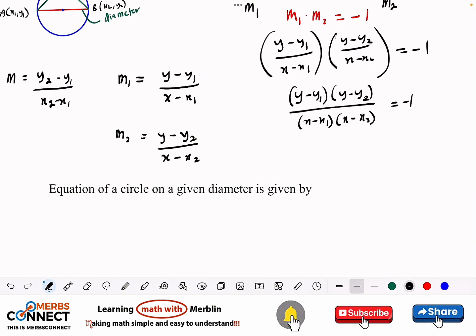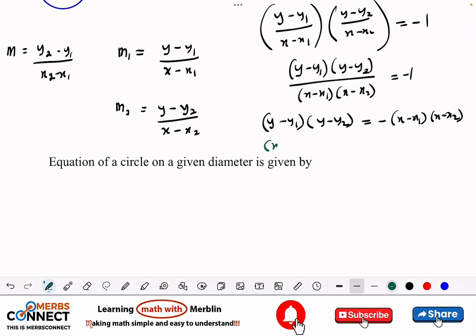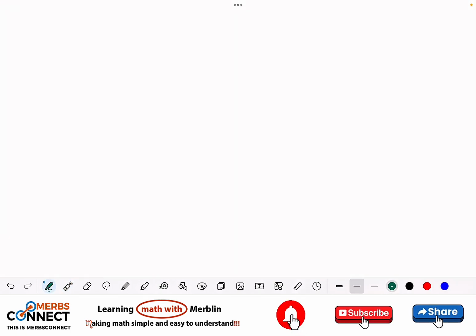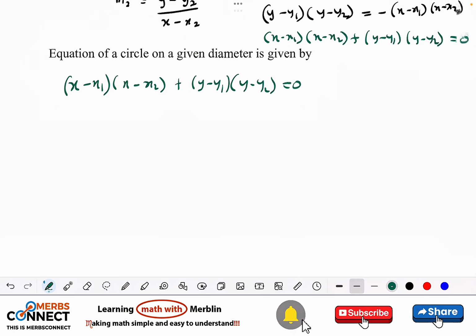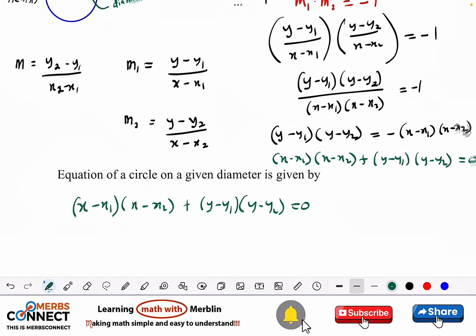So this is going to give us y minus y1 times y minus y2 to be equal to minus x minus x1 times x minus x2, right? So this is what you are going to get. Then if I move this one to the right side, I'm going to have something very nice: x minus x1 times x minus x2 plus y minus y1 times y minus y2 is equal to 0. So this is the equation of the circle on a given diameter. Let me just write it here boldly. I'll give you the alternative, so don't worry. So x minus x1, x minus x2 plus y minus y1, y minus y2 is equal to 0. But in the normal sense, we will solve examples, and you will understand it better. But that's what we are going to basically get from this.